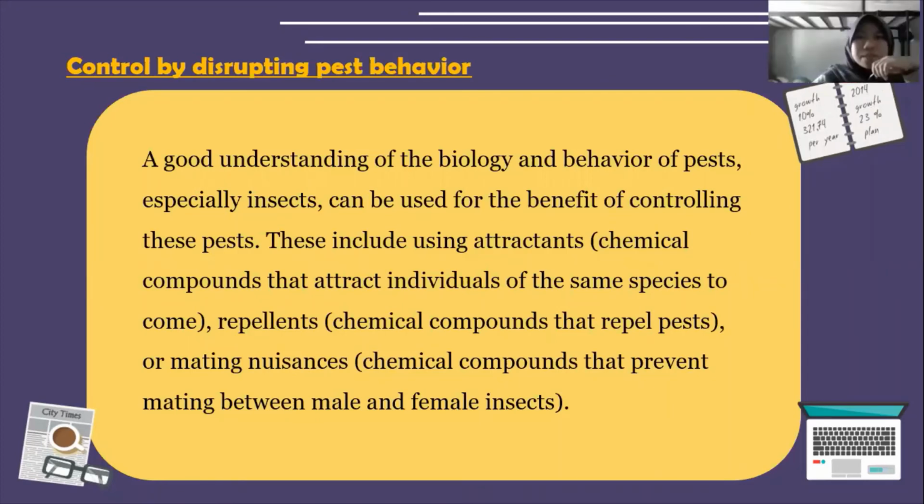Control by disrupting pest behavior. A good understanding of the biology of behavior of pests, especially insects, can be used for the benefit of controlling these pests. These include using attractants or chemical compounds that attract individuals of the same species to come, repellents which are chemical compounds that repel pests, or mating disruptors, which are chemical compounds that prevent mating between male and female insects.